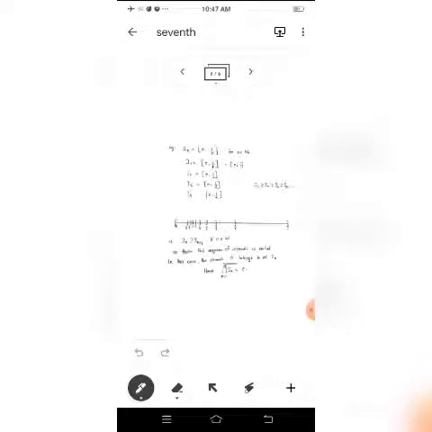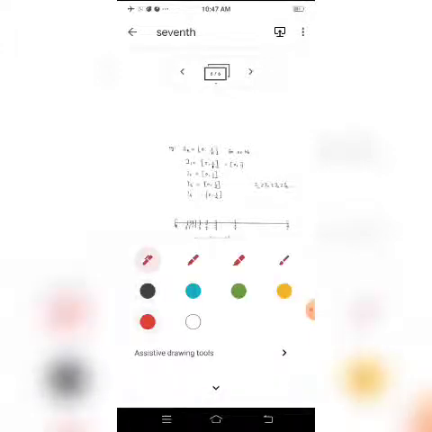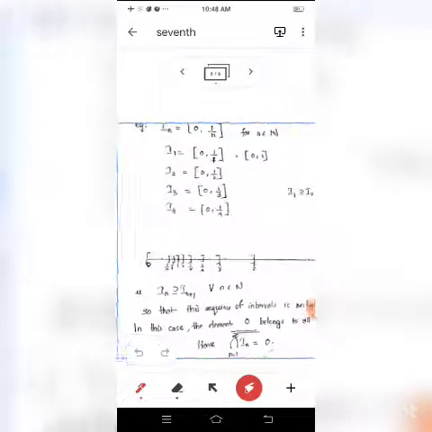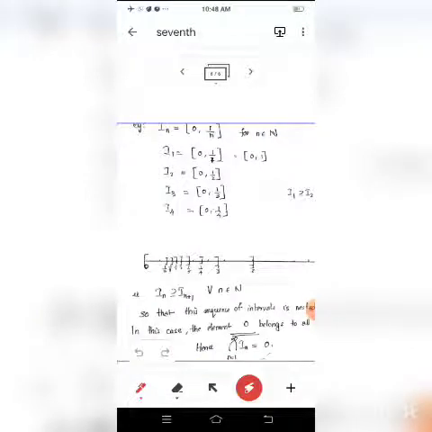Consider In equal to the closed interval 0, 1 by n, for n belongs to N. Substitute the values of n. When n is equal to 1, the interval I1 is 0, 1 by 1, that is 0, 1. When n is equal to 2, the interval is 0, 1 by 2.